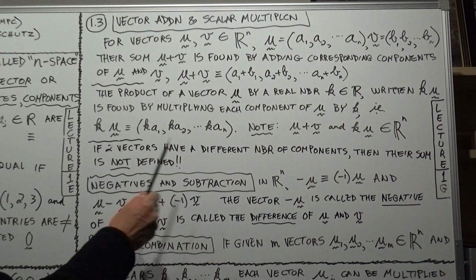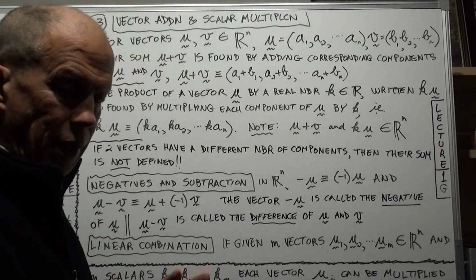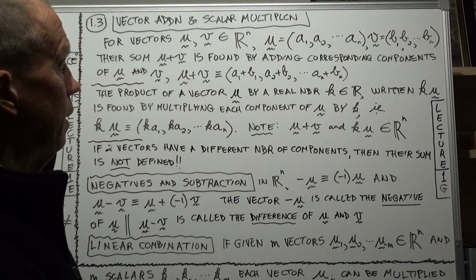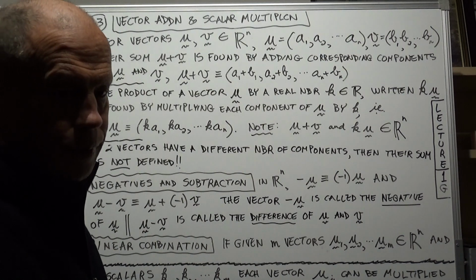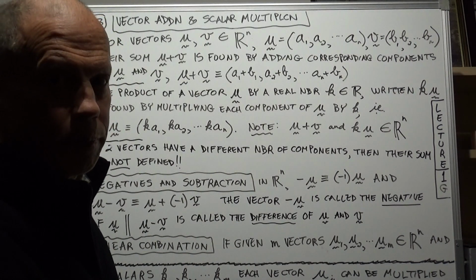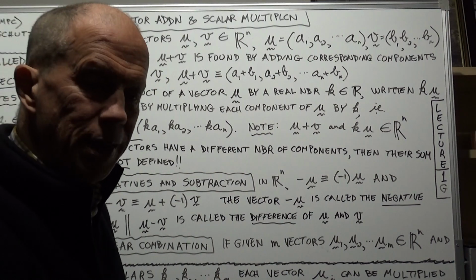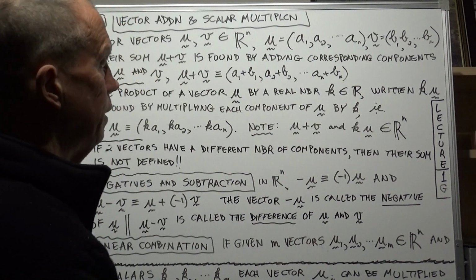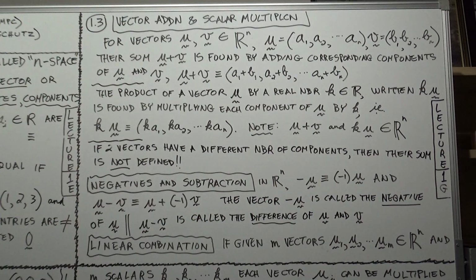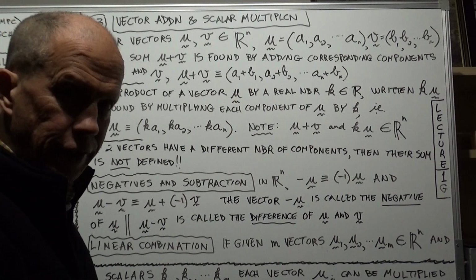Now, what happens when you try to add two vectors where the number of components is different between the two vectors? Well, then the sum is not defined. In other words, you just can't do it. You just can't add them. So not defined.